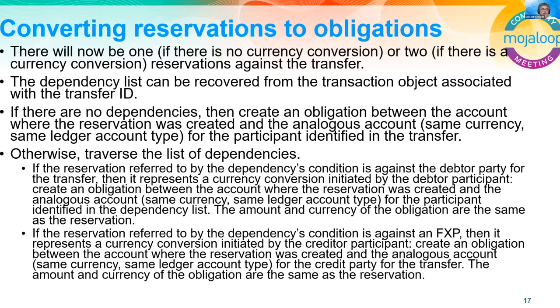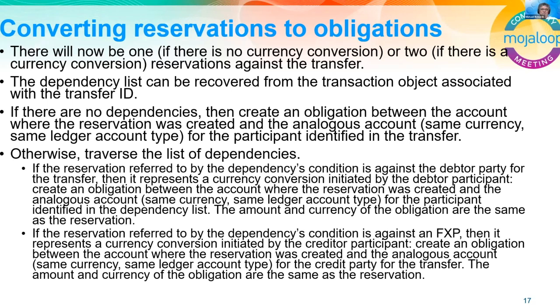If the reservation referred to by the dependencies condition is against an FXP, then it represents a currency conversion initiated by the creditor participant. We need to create an obligation between the account where the reservation was created and the analogous account for the credit party for the transfer. The amount again and currency are the same as the reservation.